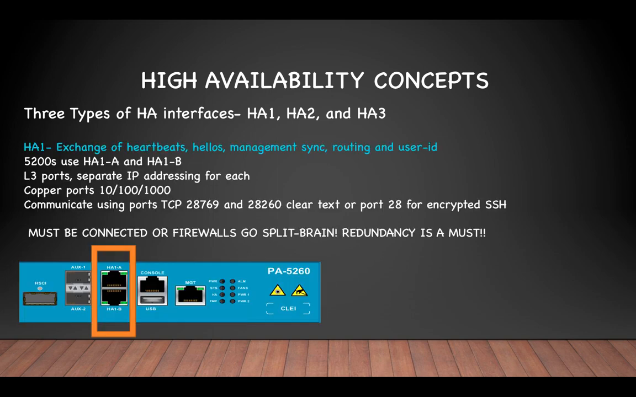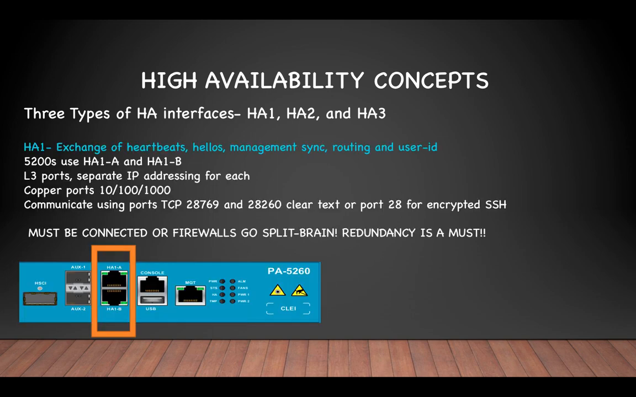Let's start with high availability concepts so you can understand our options. On every Palo Alto Networks firewall, we use three types of HA interfaces: HA1, HA2, and HA3. Each one has a specific purpose and a way that it communicates, so let's discuss them.